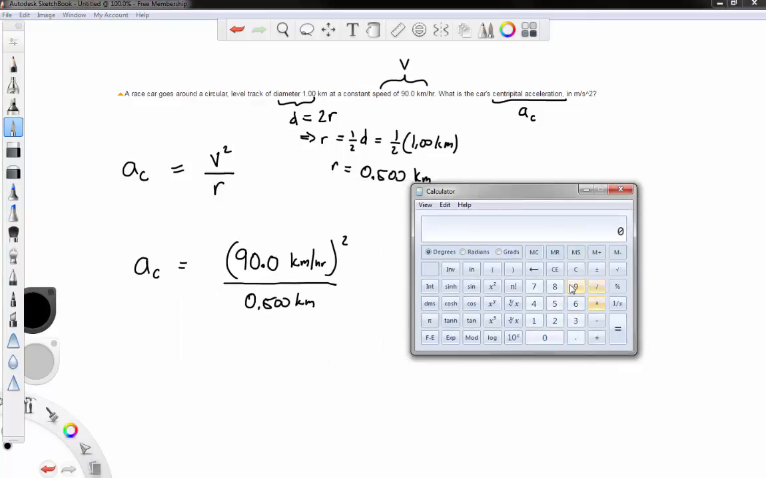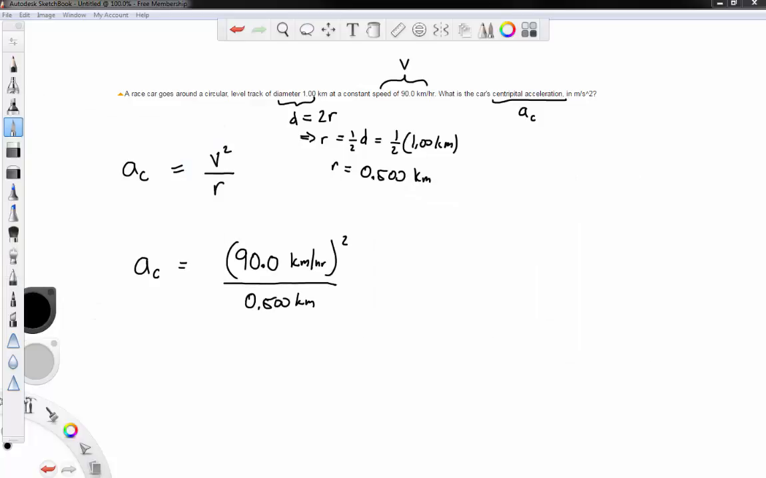So what you have to do is put in the 90, and then you square it, and then you divide that by 0.500. What you get is 16,200. So the centripetal acceleration is 16,200. 16,200 what? Well, we have kilometers squared per hour squared, that's squaring these top units, divided by kilometers. So 1 kilometer and the squared part of the other kilometer are going to go away.